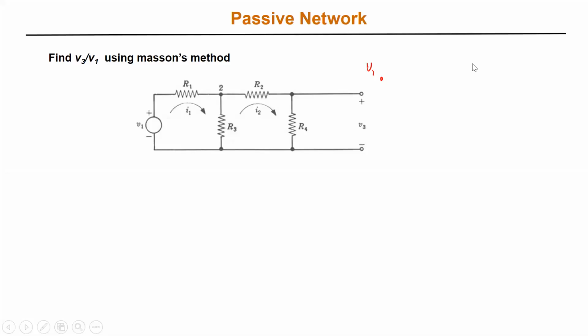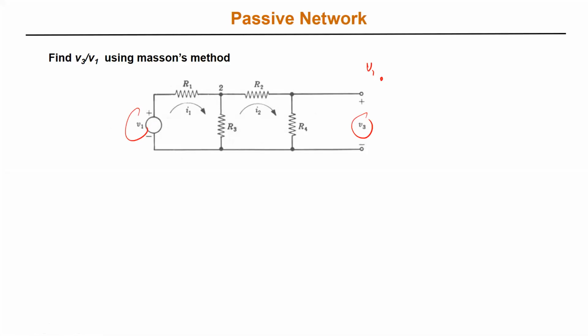Okay, so basically what we want to do is find the transfer function from V3 to V1 by utilizing the signal flow graph. In order to use the signal flow graph, let me construct the signal flow graph for this circuit.